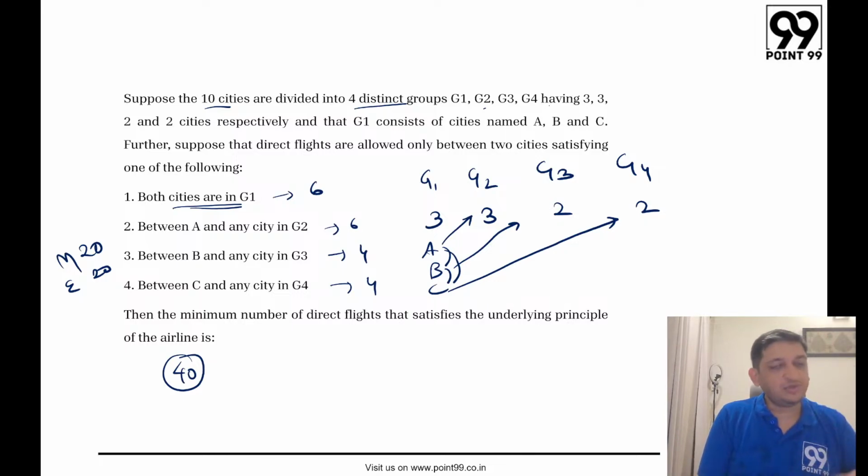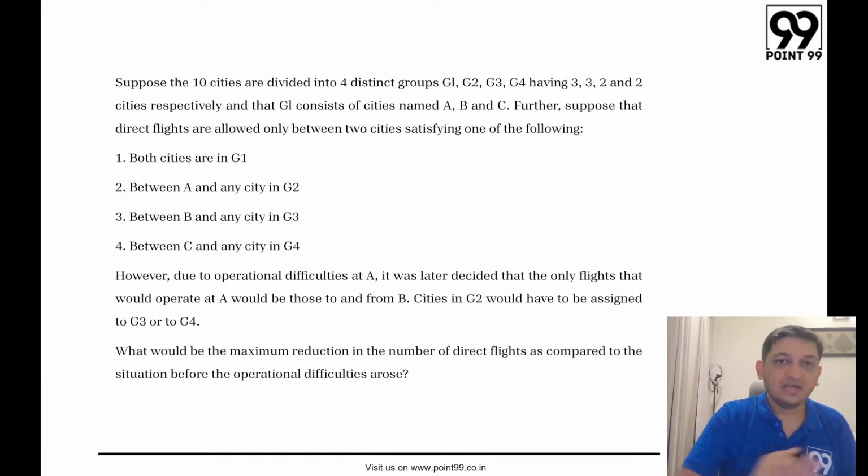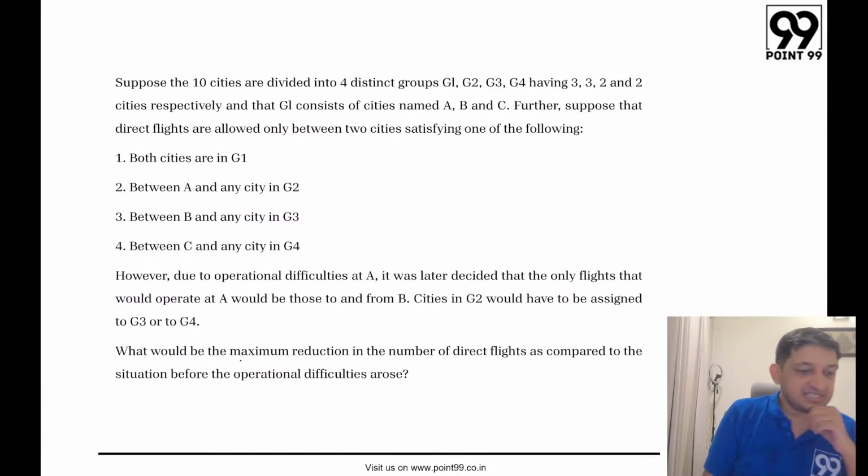G1 के बीच में देखेंगे तो you will have 3 pairs that are there, which means 6 flights to and fro. And A and G2, 3 flights, 3 flights return. B and G3, 2 onward, 2 return. And C में 2 onward, 2 return. ठीक है? Now let's look at the last question of this set as well.